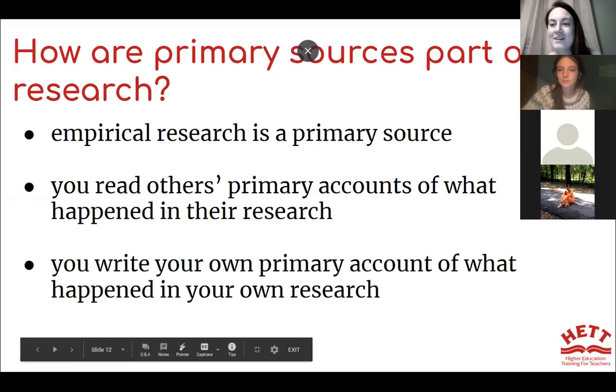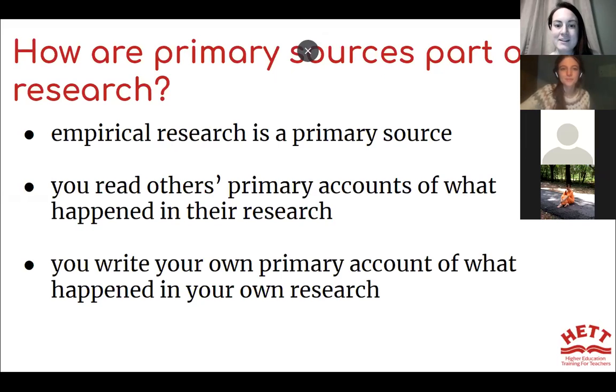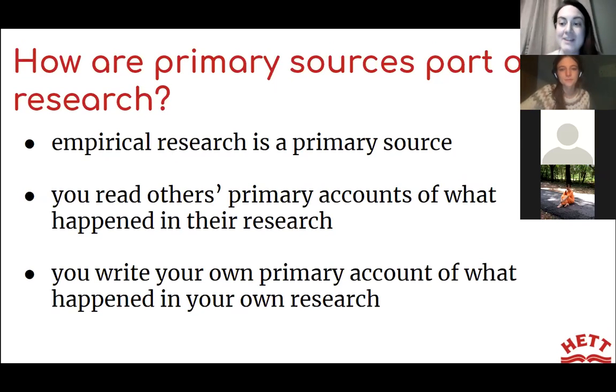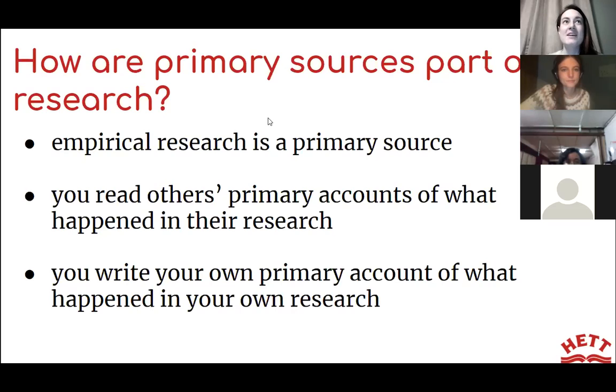So empirical, oh, to write results and discussion? Yes, yeah. They can give the previous information. So empirical research is a primary source. Most research that you will do will be based on primary sources. I'm trying to think. There might be a few instances where you do research that isn't, but for the most part, empirical research is a primary source.